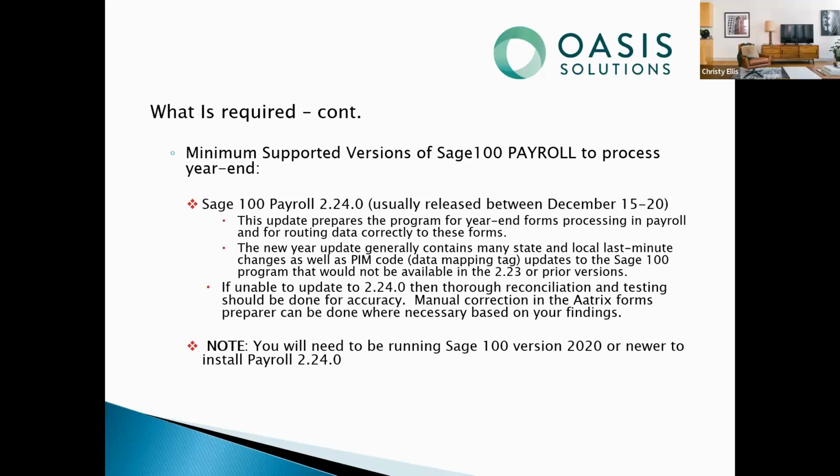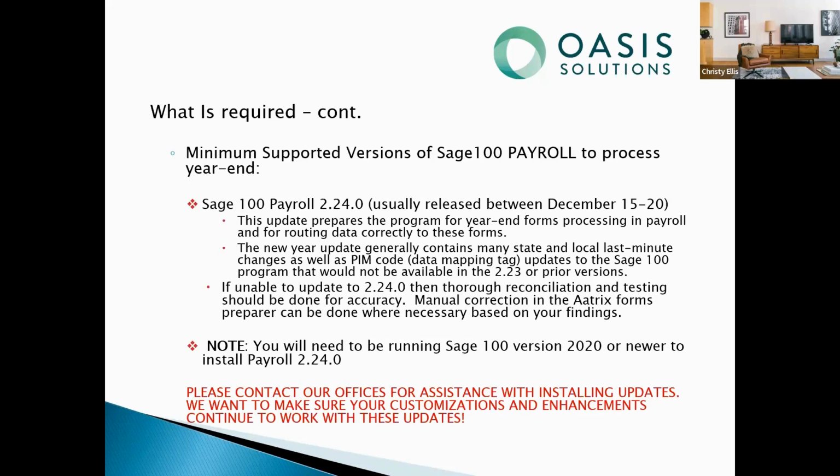In order to install Payroll 2.24, you also have to be running Sage 100 version 2020 or newer. So pretty much the version that you need to have is 2020 or newer in order to do Atrix and in order to install this payroll update.